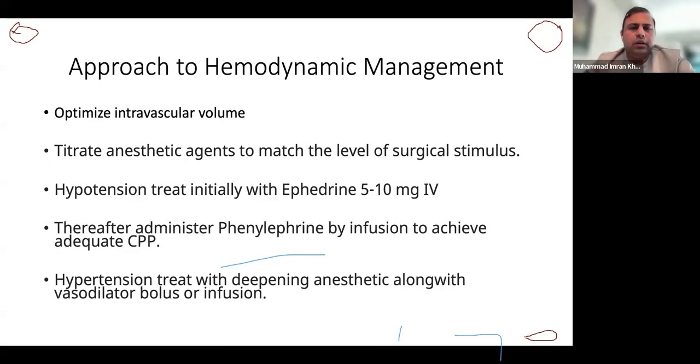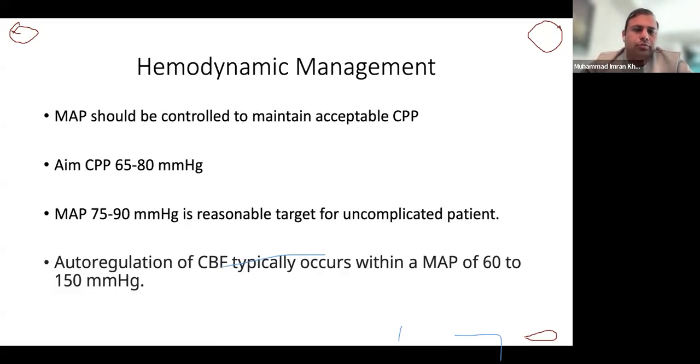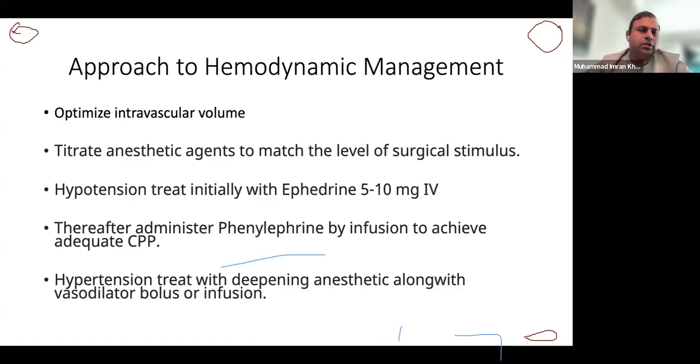Then how do you achieve these goals for your hemodynamic management? You basically titrate the anesthetic agents to match the level of the surgical stimulus in order to minimize hypotensive anesthetic effects and hypertensive responses to stimulation.